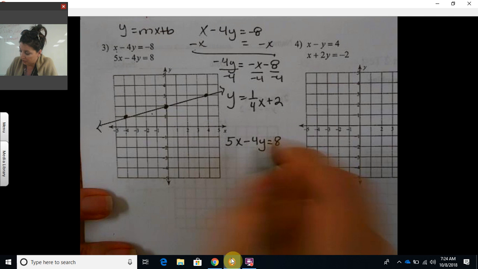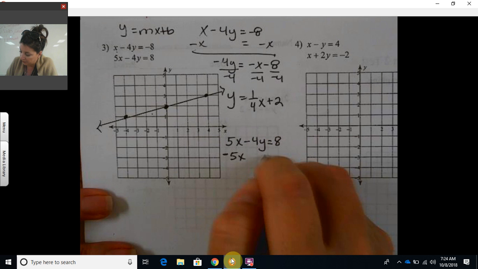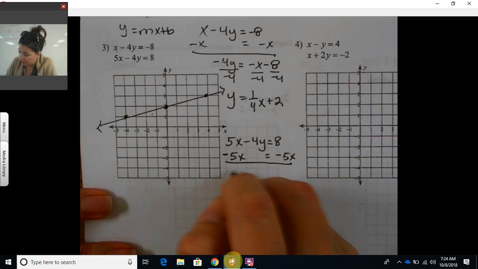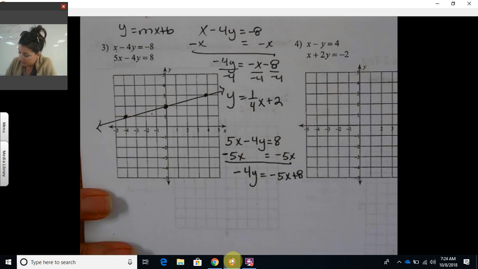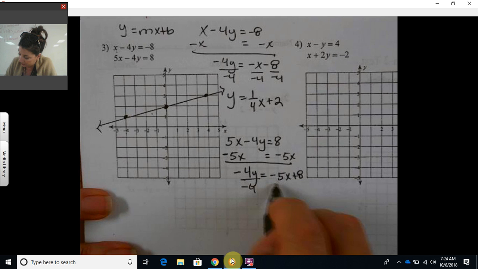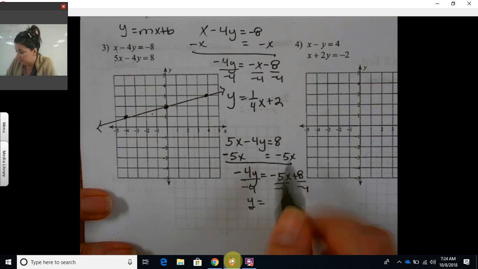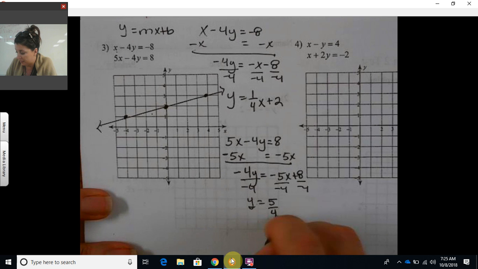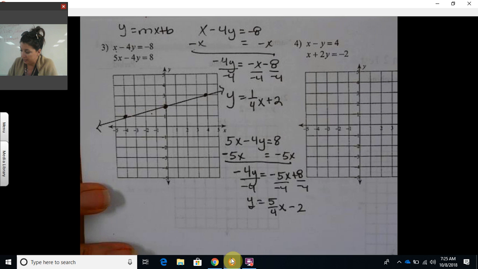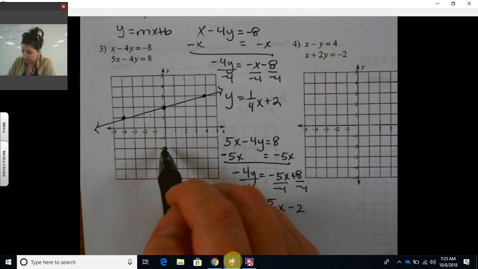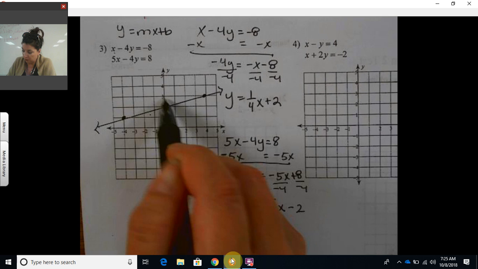Solve for y, so I'll subtract 5x from both sides. And I have -4y equals -5x plus 8. Excuse me. Divide each term by -4. And y equals negative divided by negative is a positive. So your slope, don't change that to a decimal, because you want to be able to easily see your rise and your run. And then +8 divided by -4 is -2. So my y-intercept's -2. My slope is +5/4. So a rise of 5 and a run of 4, and it's positive, so I'll go to the right 4.